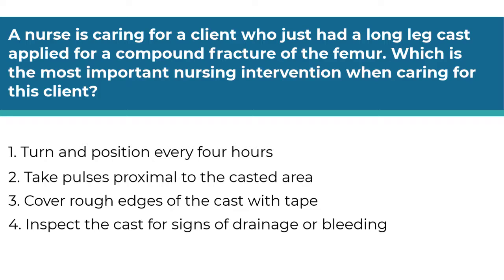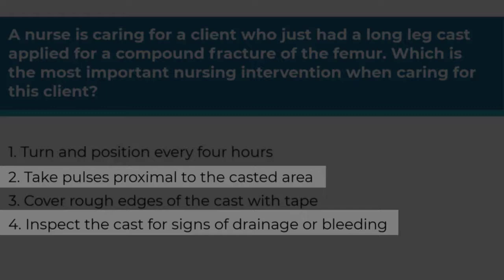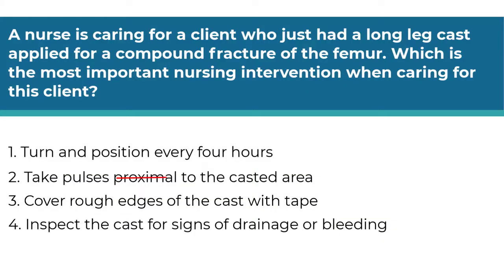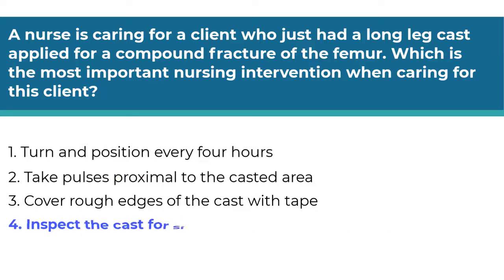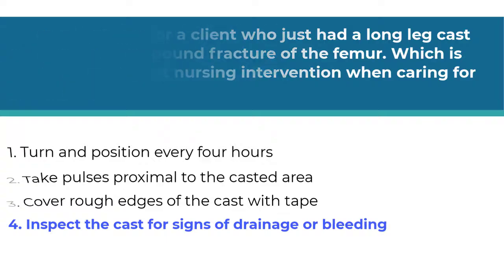The keyword in the STEM that sets this as a priority question is most. To determine the most important options, use the ABCs, which are airway, breathing, and circulation. Notice that there are no options associated with airway or breathing. However, options 2 and 4 are associated with circulation. If you identify that assessing a distal, not a proximal pulse, is important, then you can eliminate option 2 and you've arrived at the correct answer.